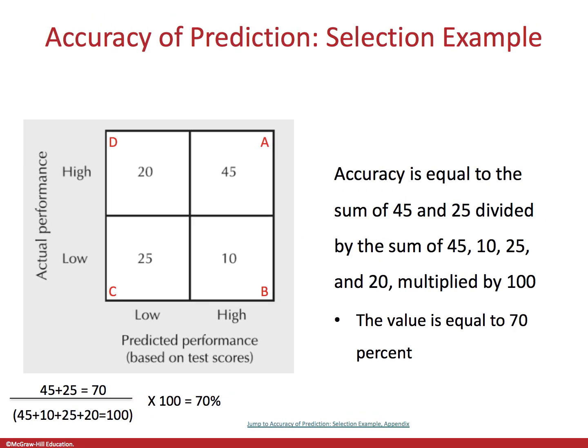Here's an example of a test and performance comparison. We add quadrants A and C, divided by the sum of all quadrants, then multiply by 100 to get a percentage.